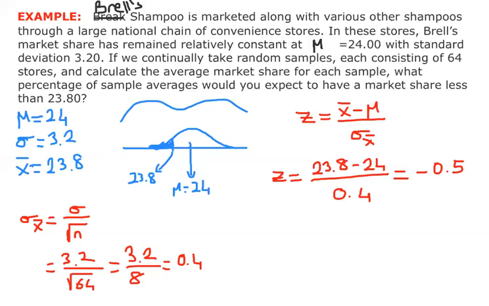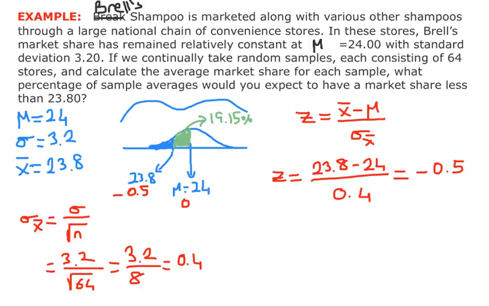Now, when we look at our z-score table, we can find the area between 0 and negative 0.5. When you look at it, you see that 19.15% is this area with the green. But we are looking for the area with the blue, this part.